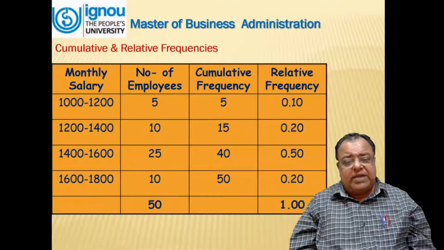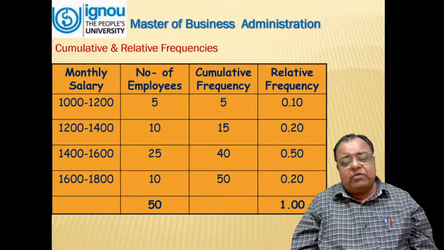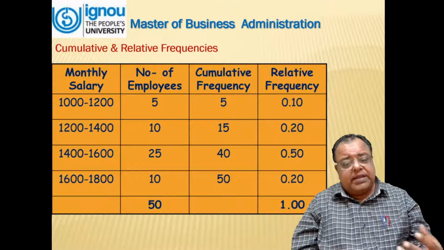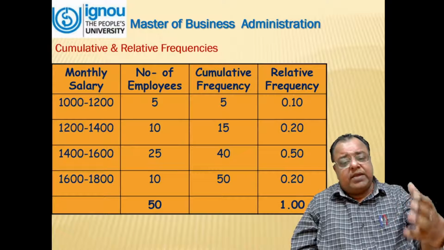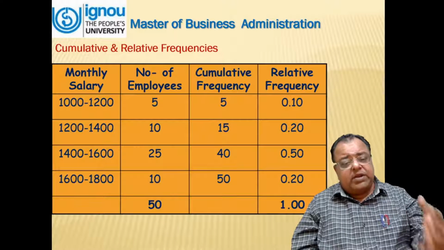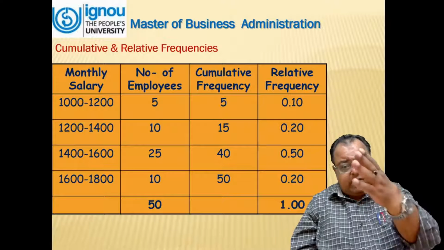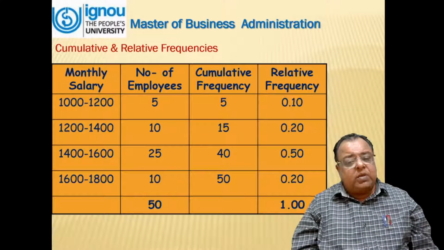Now we move on to relative frequency. We have to divide these numbers so that we get their relative presence. That is done by 5 divided by 50, 10 divided by 50, 25 divided by 50, and 10 by 50. When we sum it up, we get 1.